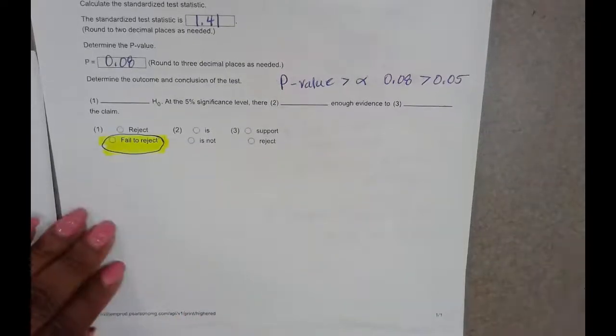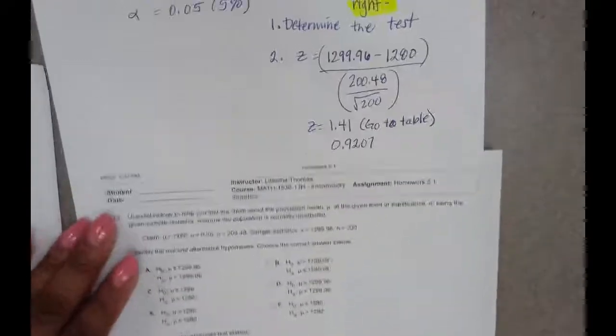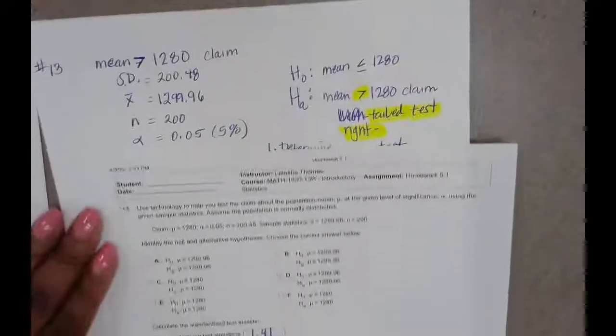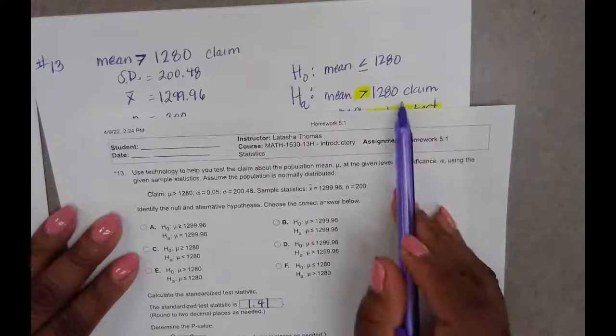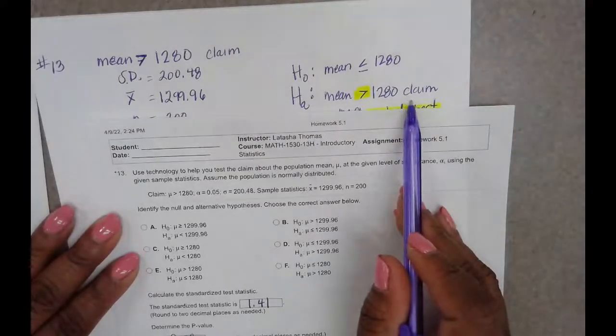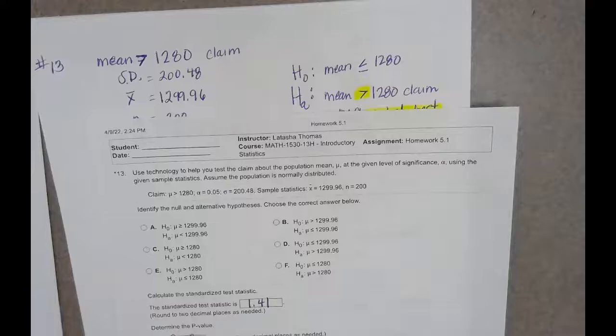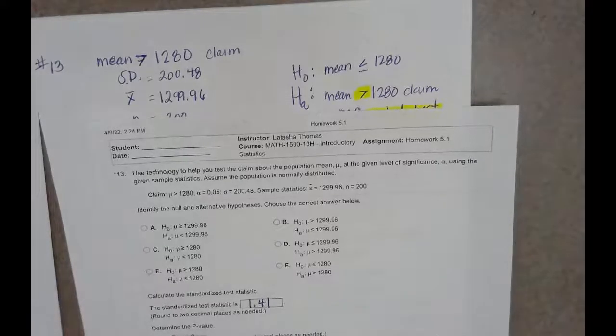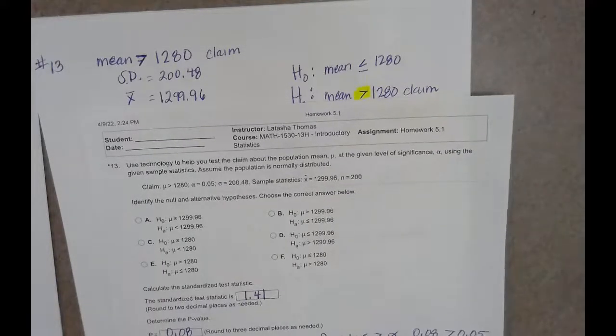But where is our claim? I'm sorry to be moving all those papers around. Look at where our claim was. Our claim is in the alternative. Okay? So we're making a decision on whether or not we fail to reject or reject.